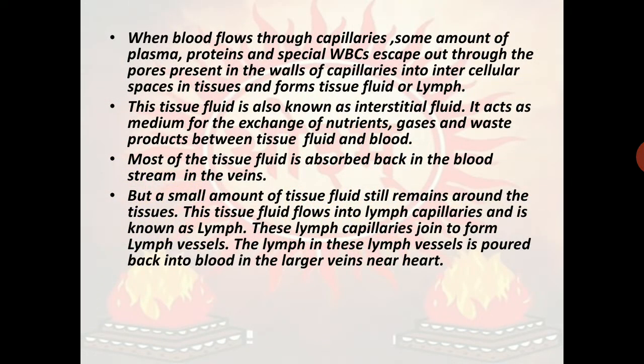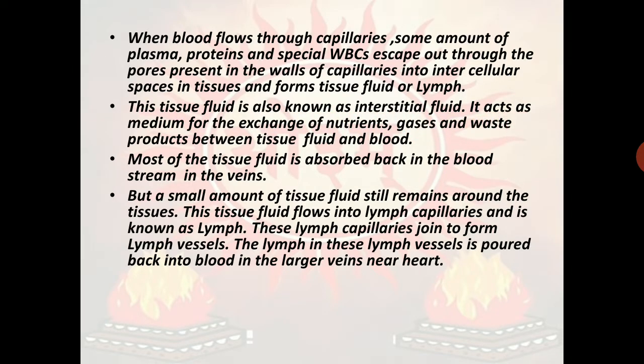So, students, what you have learned with the help of these diagrams, let us see again and recall about the formation of lymph in the body. When blood flows through capillaries, some amount of blood plasma, proteins, and special WBC escape out through the pores present in the walls of capillaries into intercellular spaces in the tissues and form tissue fluid or lymph. This tissue fluid is known as interstitial fluid.